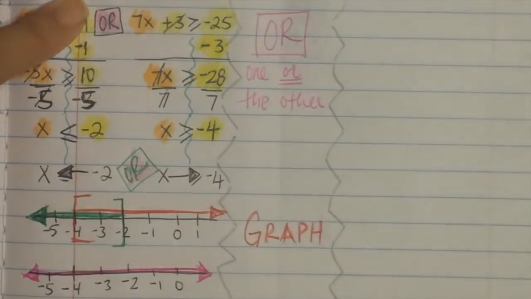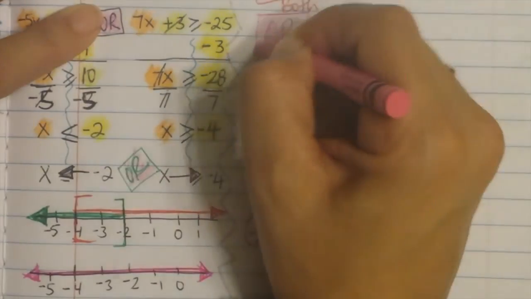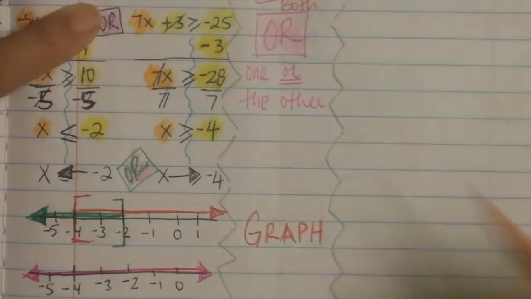Alright, when it says or, it's one or the other. When it says and, it's both.